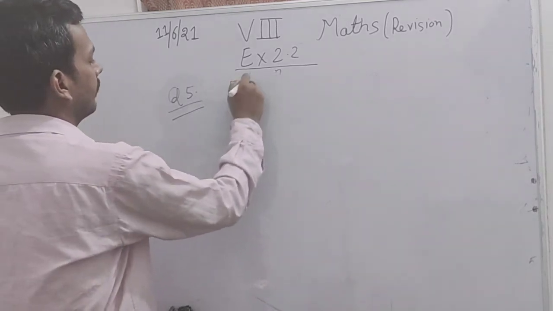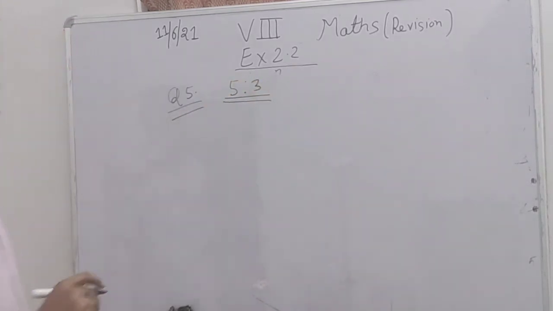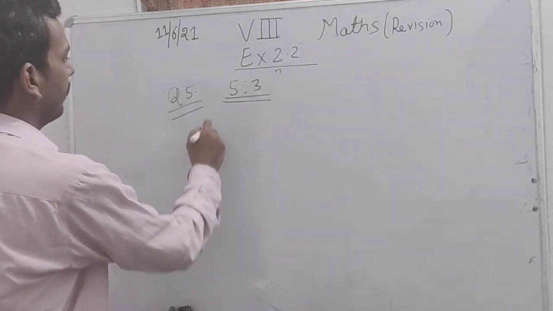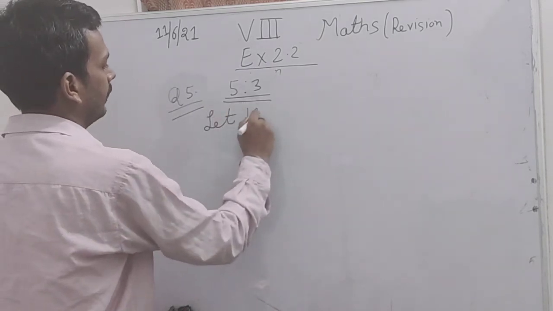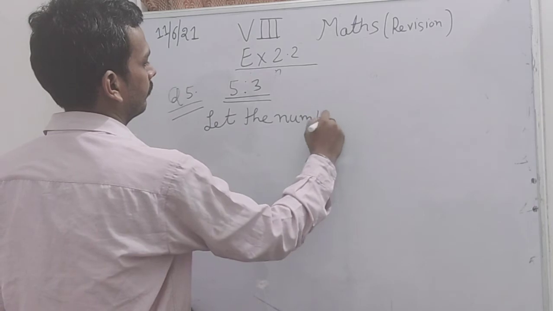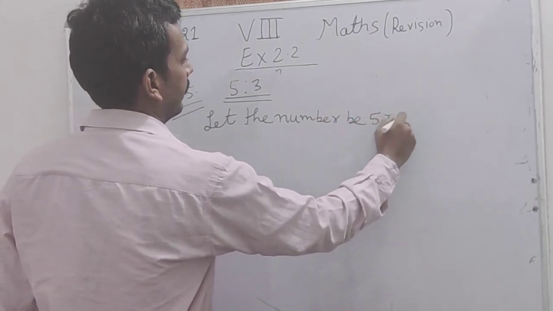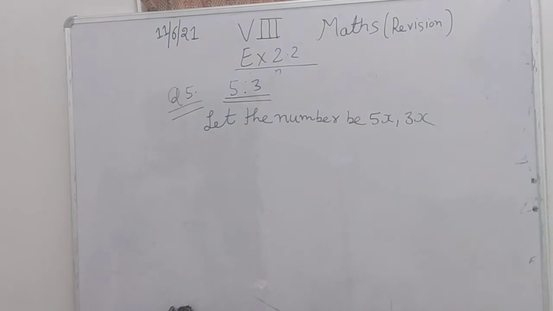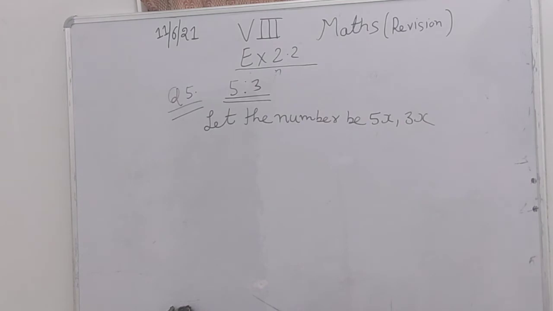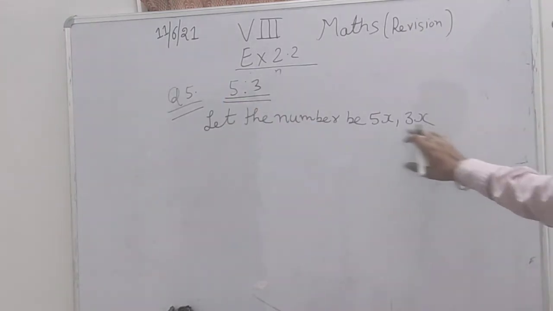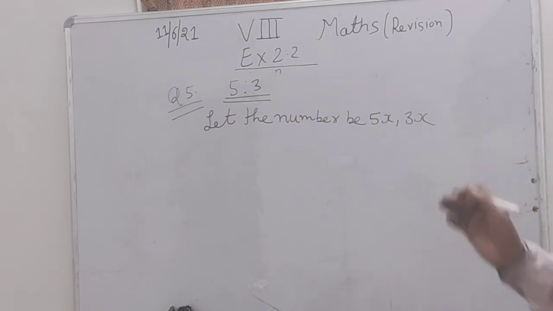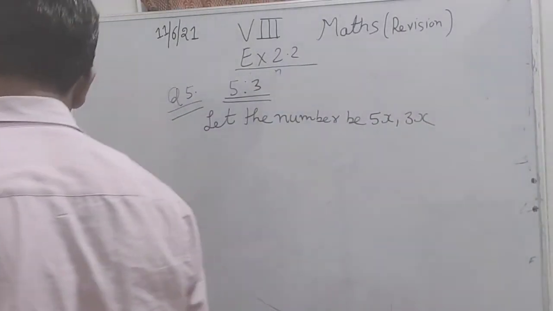So there is one rule: if the numbers are given in the form of a ratio, we will always write, let the numbers be 5x and 3x. If it is given in any condition, you will see in the next exercise that ages or any quantities will be given in the form of a ratio 5:3, then we will consider, let the numbers be 5x and 3x.